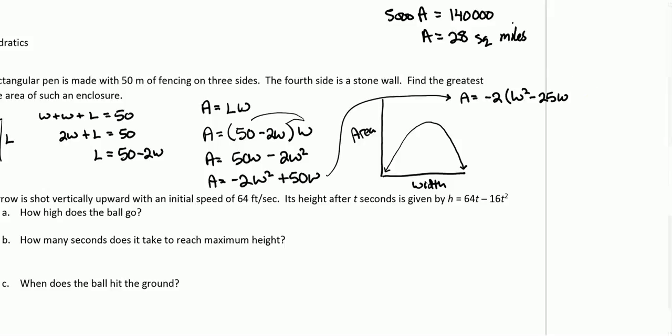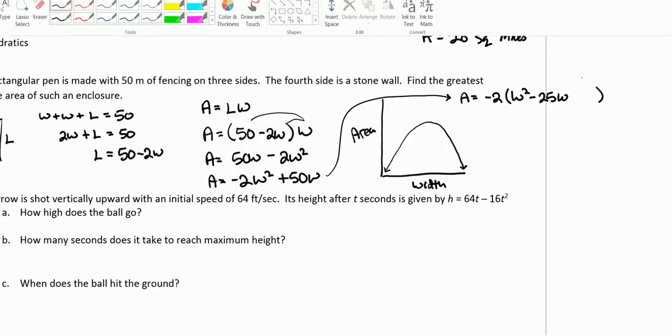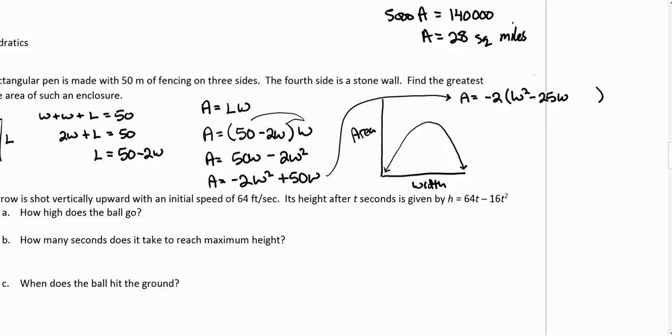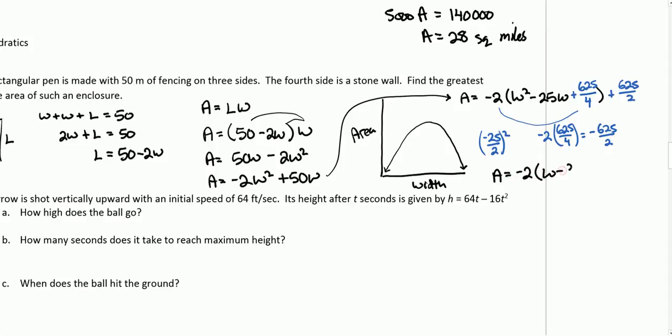So then we want to complete the square here. We take half of the negative 25 and square it. So we're going to get 25 times 25, which is 625, over 2 times 2, which is 4. This really has a value of negative 2 times this value. So negative 2 times 625 over 4 is going to be negative 625 over 2. So that's what I'm going to add. 625 over 2. And then we can factor this. And we get the area is equal to negative 2 times W minus 25 over 2 squared plus 625 over 2.